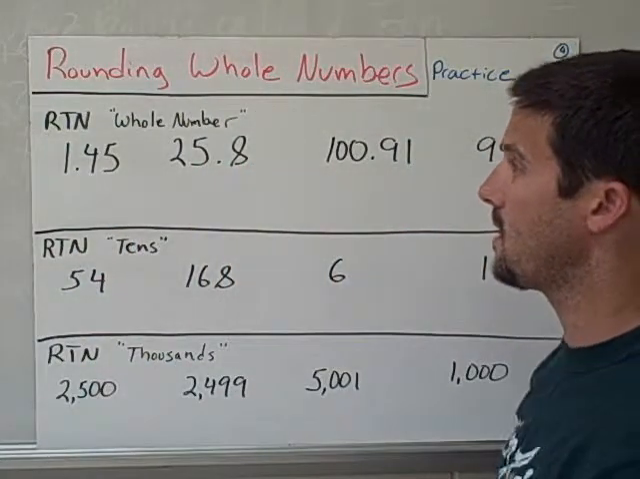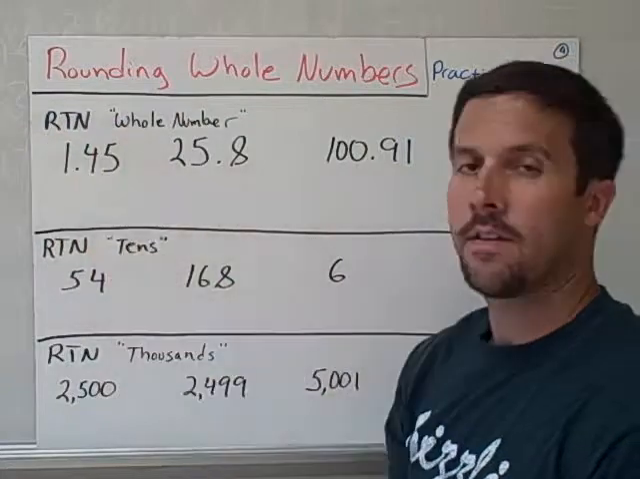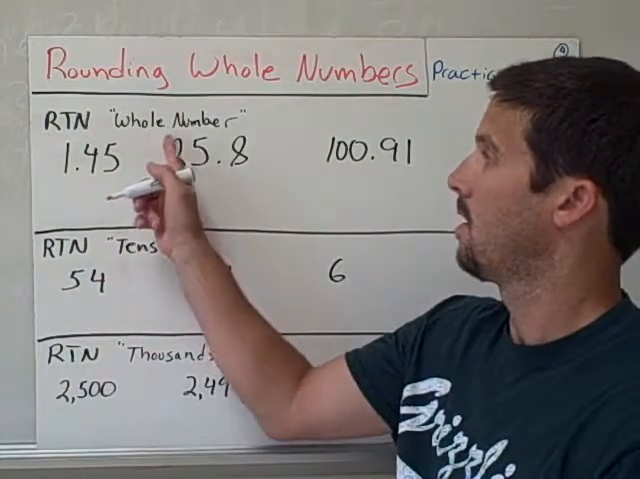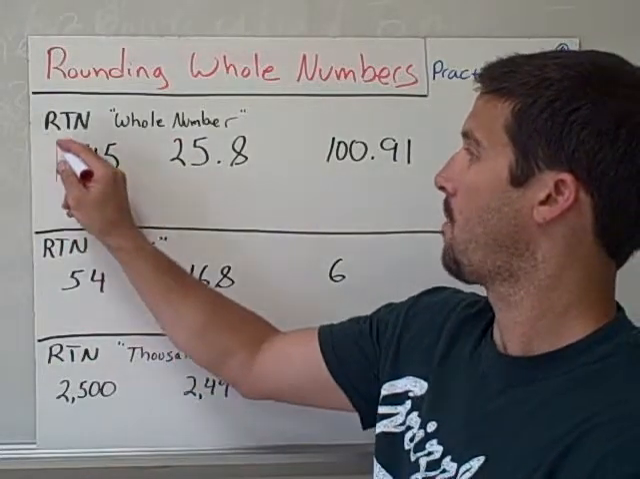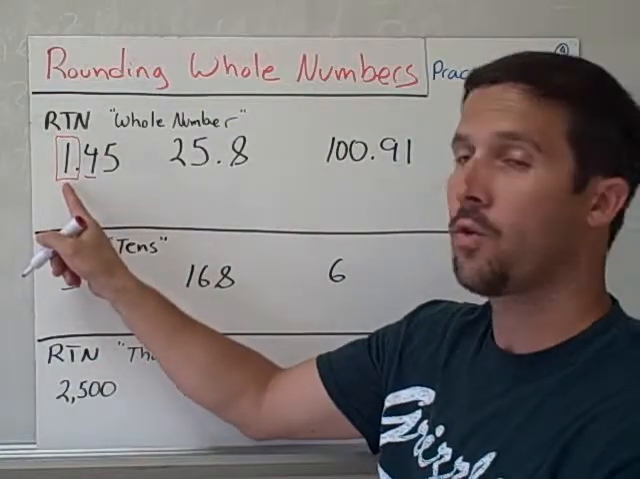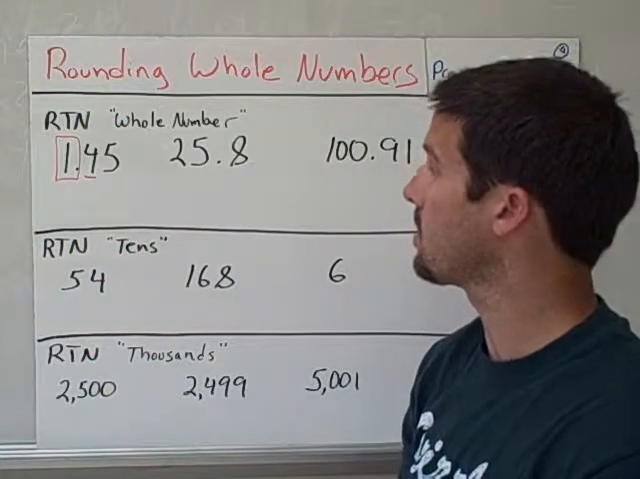All right, let's move through these fairly quickly. RTN just means round to the nearest whole number for these. So I'm going to box this. I'm going to underline the next one.